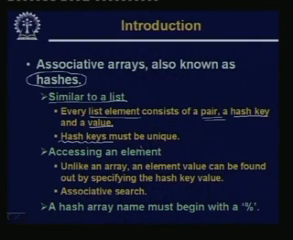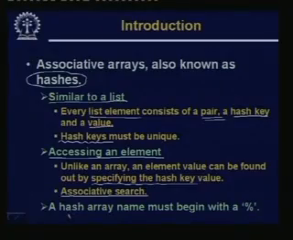So, as I said, the characteristic of an associative array is that when you are accessing an element, unlike an array, the element value can be searched by specifying the value of the hash key. Associative search means searching is done implicitly on all the elements of the array. So, you do not have to write a loop kind of structure in a program where you are searching the list one element at a time. You give a single command, and you can search the whole array and find out where a match is found. Now, just to indicate that it is a hash array, the name of a hash array must begin with a percentage sign.